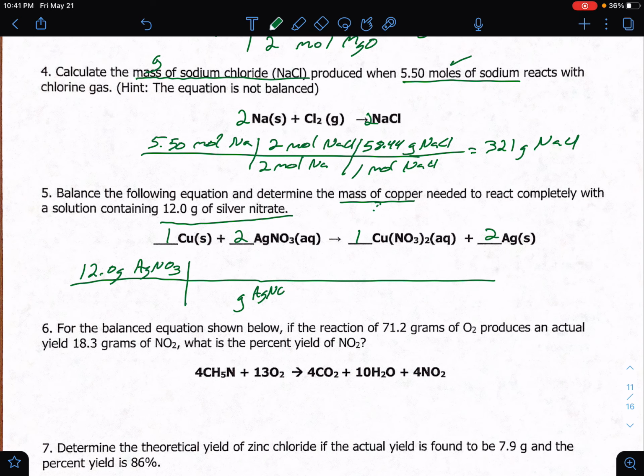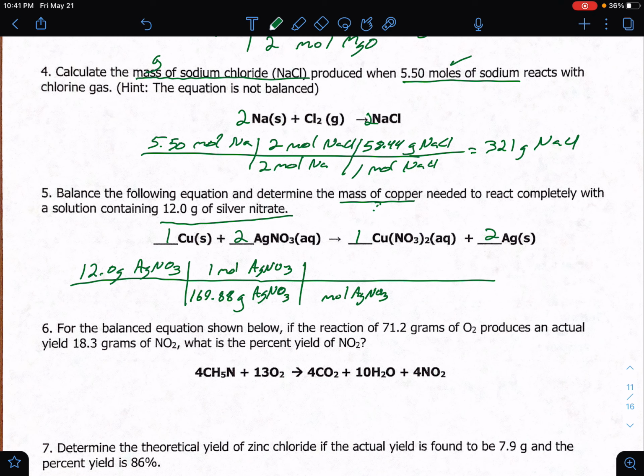for the mass of copper, and we're starting off with 12.0 grams of silver nitrate. So we wrote out 12.0 grams of silver nitrate, and now we're going to bring grams of silver nitrate on bottom next. Okay, and that's going to go to 1 mole of AgNO3. And then the mass of silver nitrate is 169.88 grams.